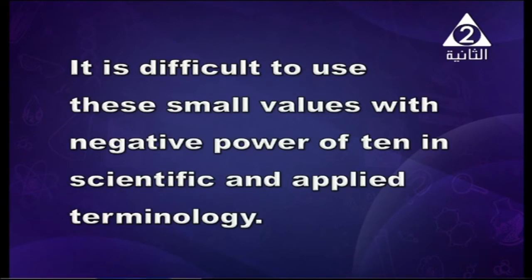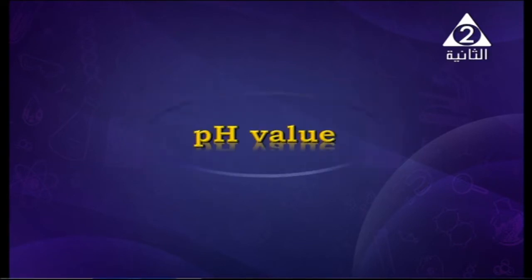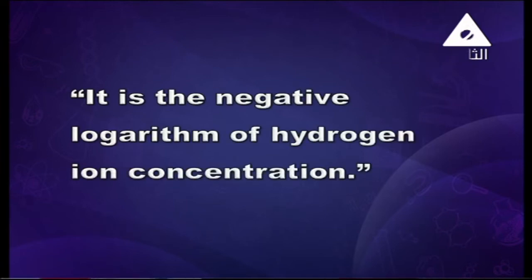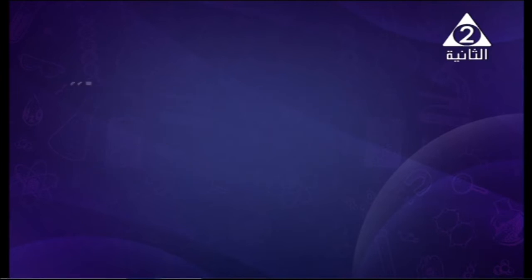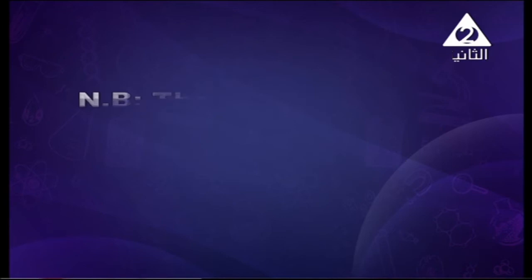My dear student, it is difficult to use these small values with negative power of 10 in scientific and applied terminology. So, we use the expression of hydrogen exponent. Here we call it pH value. It is the negative logarithm of hydrogen ion concentration. We can say it is a way for expressing the degree of acidity or alkalinity for aqueous solution.